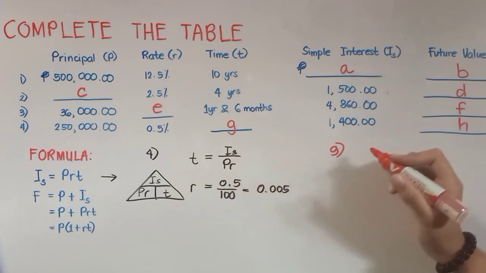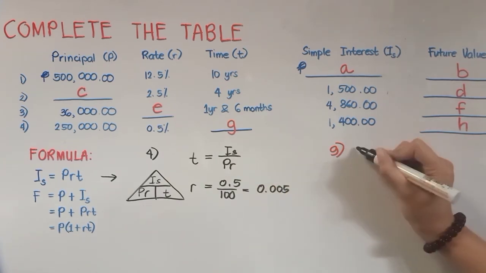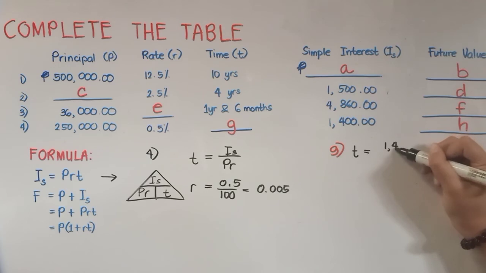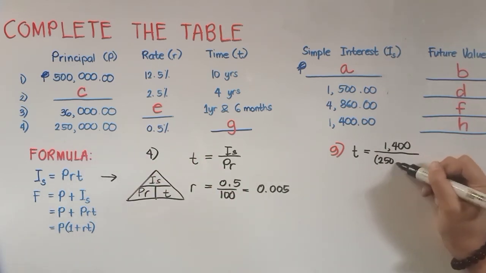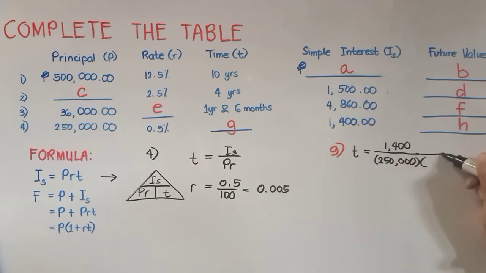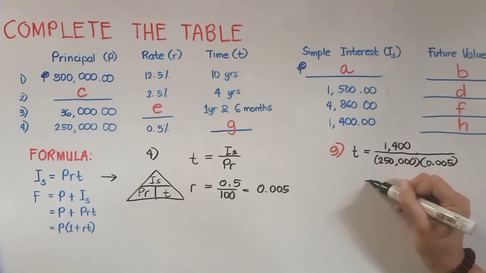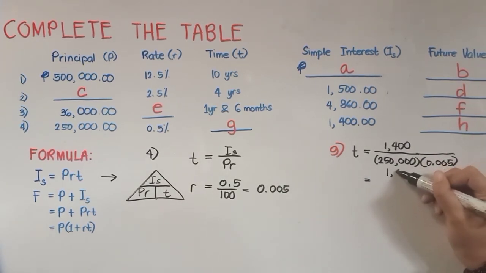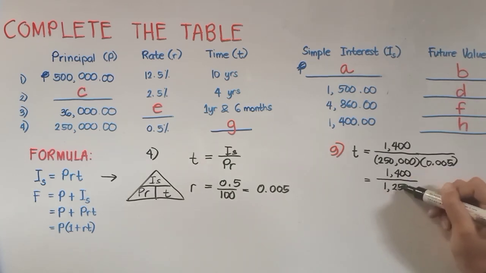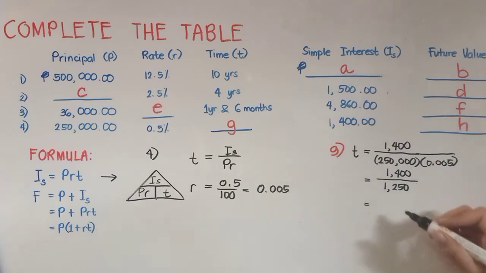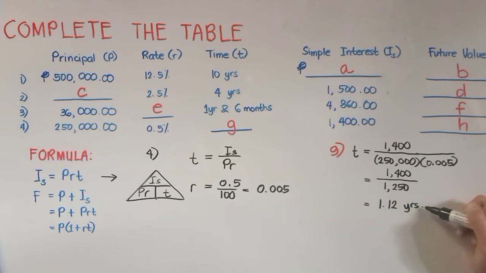We are now ready to solve for our time using the formula that we have obtained. We have here time is equal to simple interest, which is 1,400 divided by our principal is 250,000 multiplied to our rate, which is 0.005. We'll copy first our numerator 1,400 and our denominator will be 1,250. Dividing this, it will give us a quotient of 1.12. Since this is time, we'll be placing the unit years.